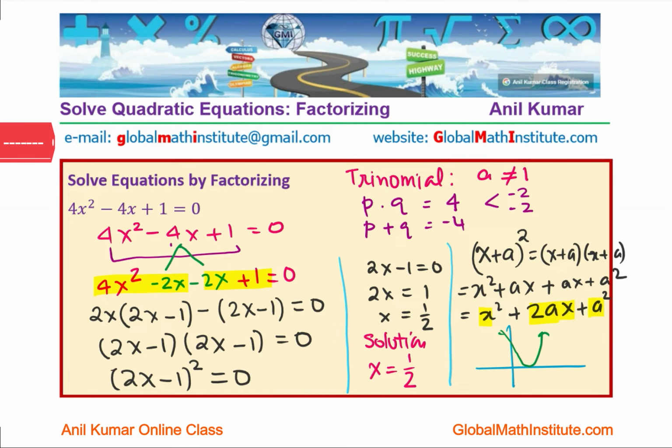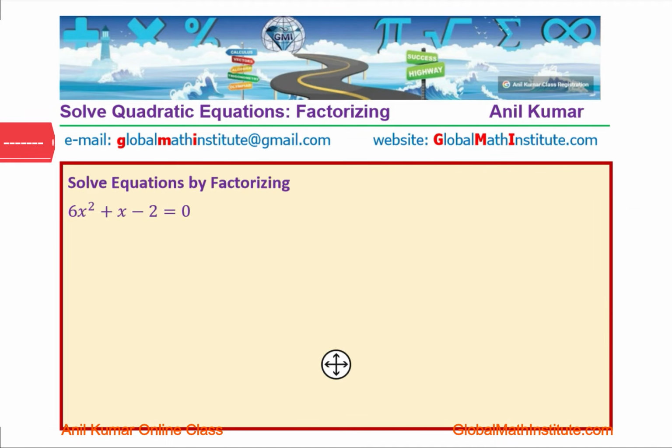Can you identify the y-intercept? It has to be plus 1, right? And this we know is half. Correct. Let's take up the next example, which is also a trinomial where a is not equal to 1, correct?